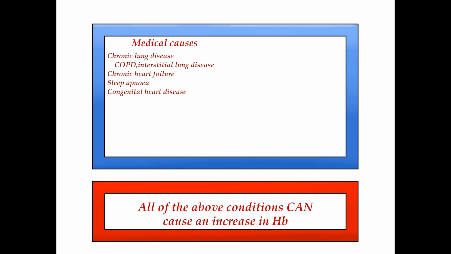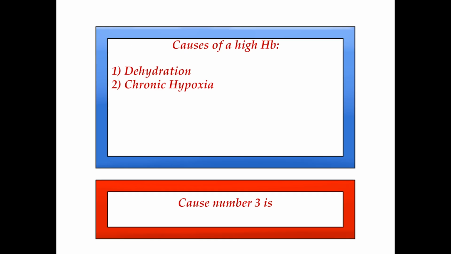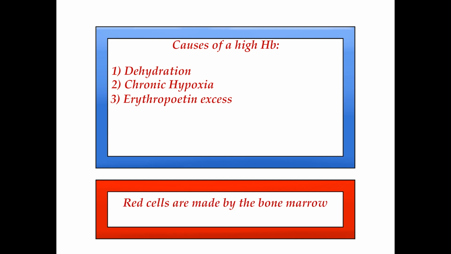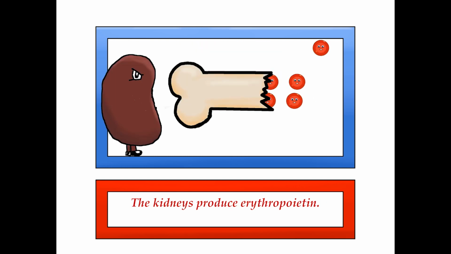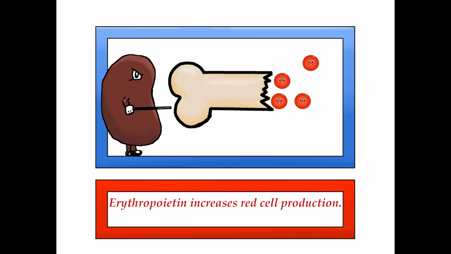All of these cause an increase in haemoglobin levels. Number 3 on my list is excess erythropoietin. So as you'll probably know, red cells are made by the bone marrow, and the kidneys have an influence over this by producing the hormone erythropoietin. Now, erythropoietin release stimulates the bone marrow to produce more red cells.